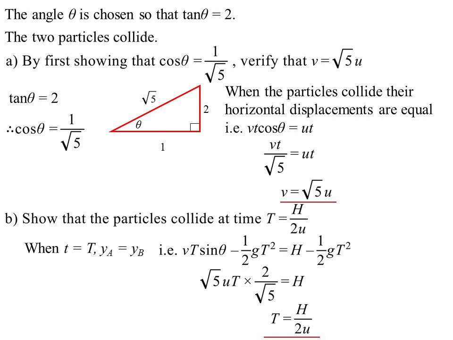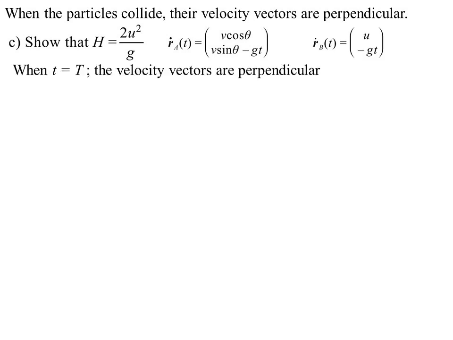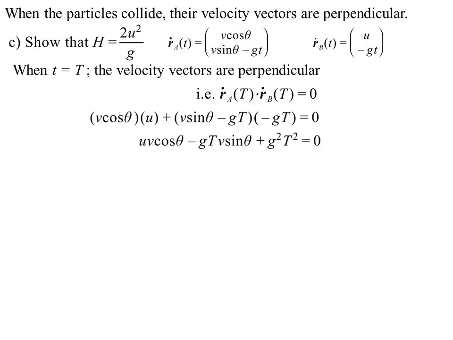We've got capital T. When the particles collide, their velocities are perpendicular. So we now have a bit more information. Show that H is 2U squared on G. Their velocities are perpendicular. This is where vectors come in handy, because we know the dot product must be 0. So let's find the velocity vectors. They didn't give us those. Differentiate the displacement vector for A, differentiate the displacement vector for B. They're perpendicular, so that dot product must equal 0. Okay, we now have this.